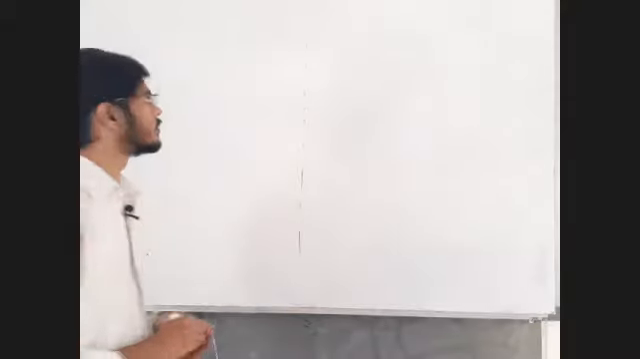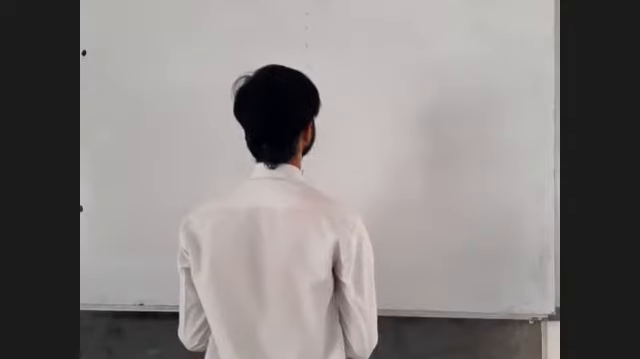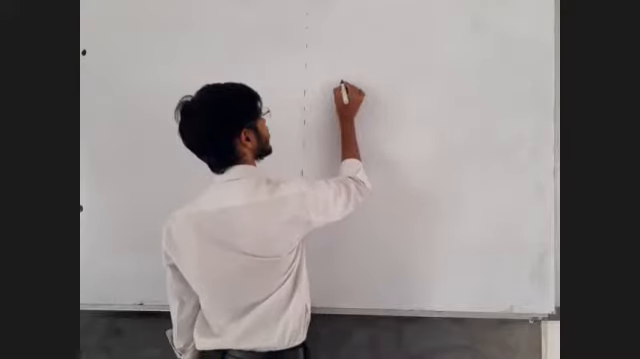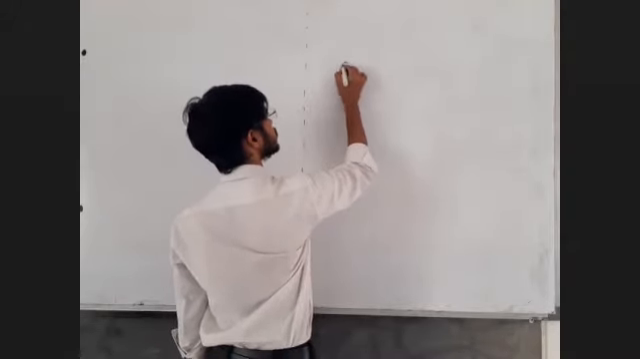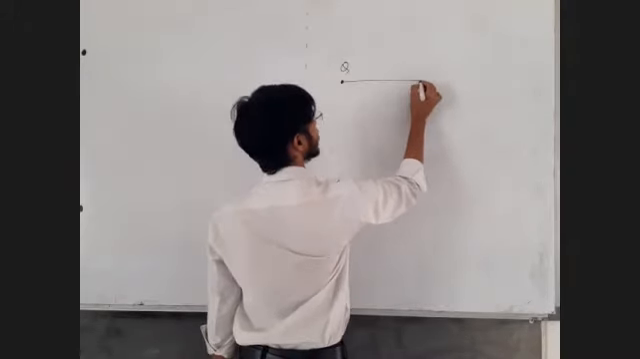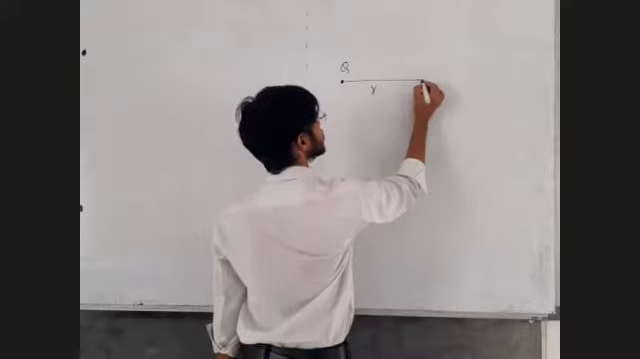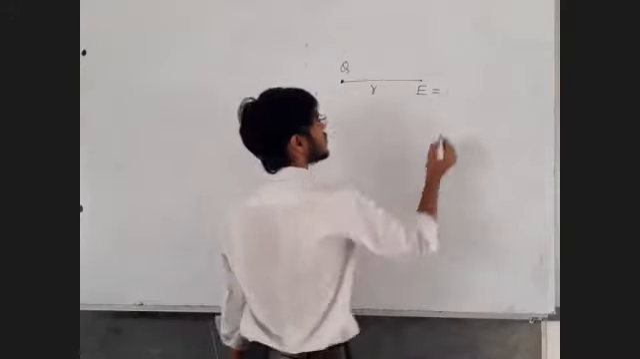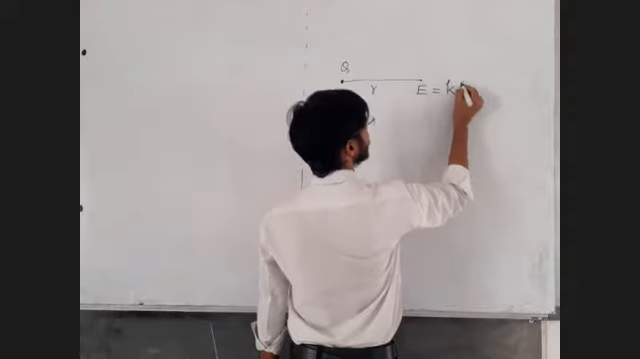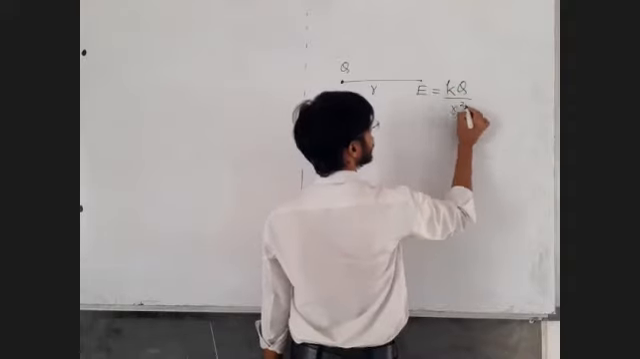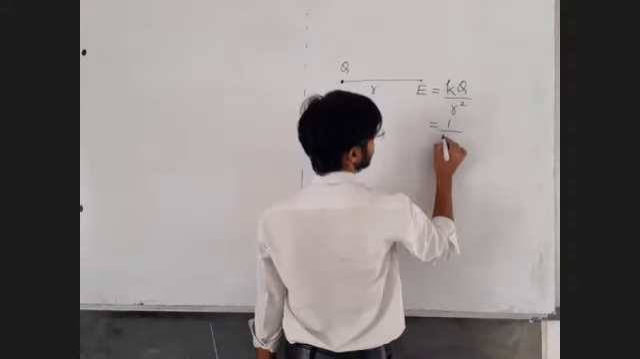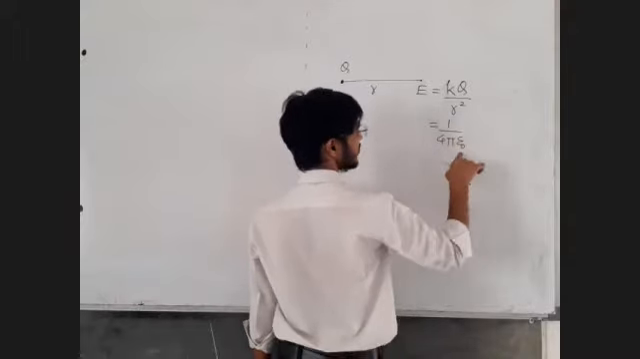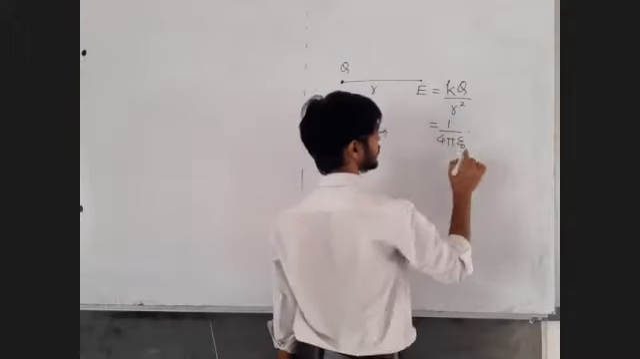Fine. Let us revise few formulae. First formula is electric field due to a point charge q at distance equal to r. At distance equal to r, what is the value of electric field? Numerical value is equal to k into q upon r square. You may write k as 1 upon 4 pi epsilon 0. If there is medium, write epsilon. If there is vacuum, write epsilon 0.